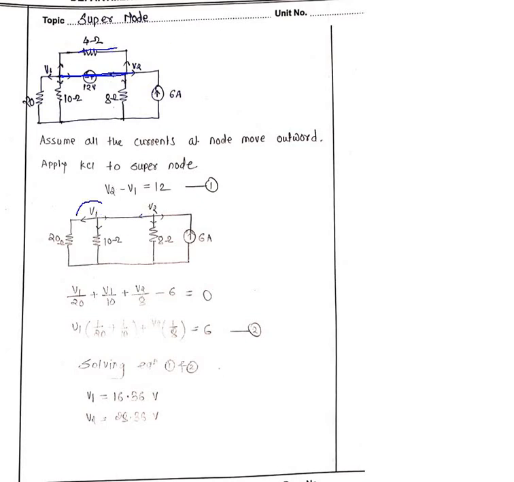Remove, so short circuited. Then as usual, node 1, node 2. Assume the current moves in the outward direction. Then you will find out equation number 2. Then simplify. So this is called a super node.